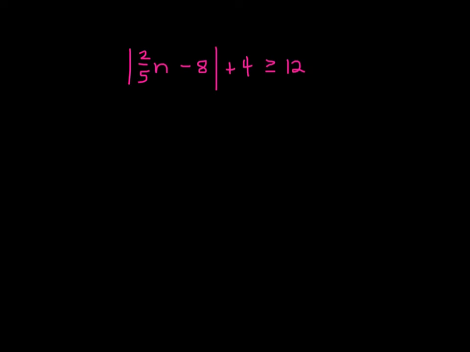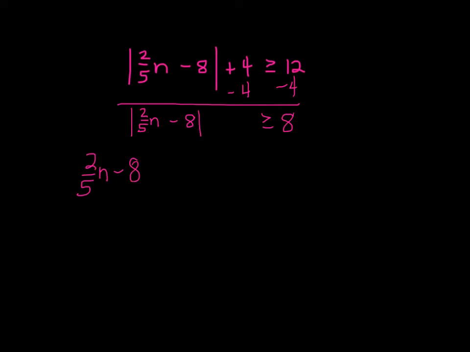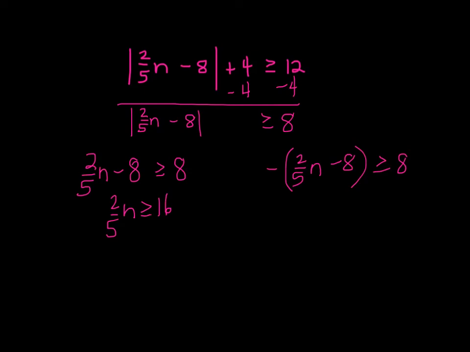So here, the first thing we have to do is isolate our absolute values. So we're going to subtract 4 from both sides. We get the absolute value of 2/5 n minus 8 is greater than or equal to 8. I'm now going to write 2/5 n minus 8 is greater than or equal to 8, and the opposite: 2/5 n minus 8 is less than or equal to negative 8. Over here I'm going to add 8, and I'm going to multiply by the reciprocal, and I'm going to get n is greater than or equal to 8 times 5, which is 40.